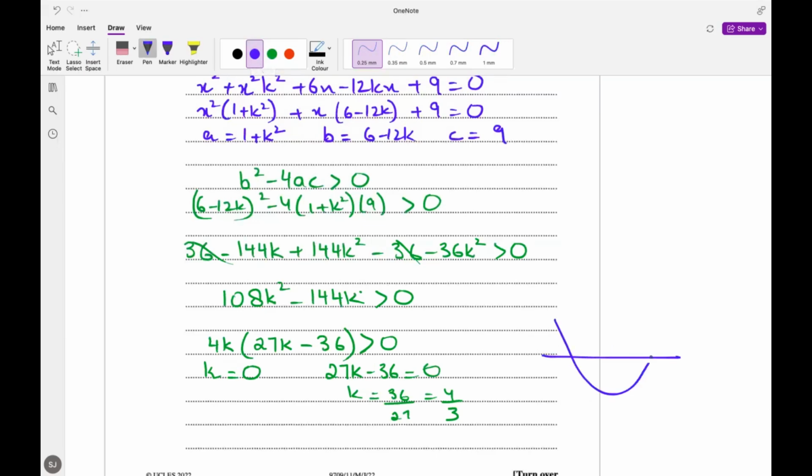So the two values of k that we got are 4 upon 3 and 0. As the expression is greater than 0, it means we are looking for values for which the whole curve will be greater than 0. We can see that if we move backwards from the point 0, the value will be greater than 0. So we'll give k is less than 0, and moving forward from 4 upon 3, the value will be greater than 0. So k has to be greater than 4 upon 3 for b squared minus 4ac to be greater than 0.